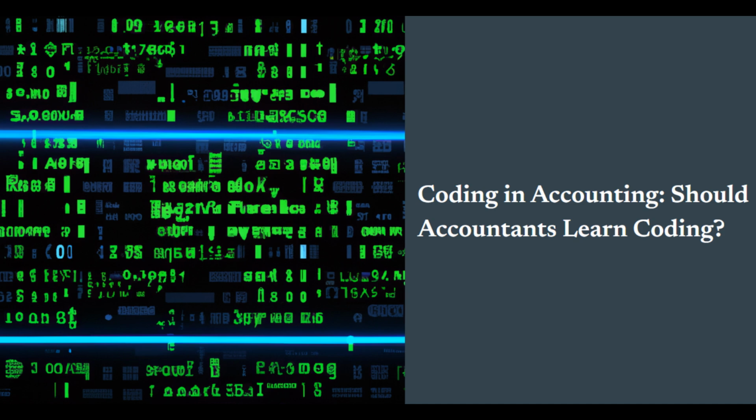Then we have SQL, or Structured Query Language. This is the backbone of database management. For accountants handling vast amounts of financial data, SQL allows for easy extraction and analysis. Imagine being able to pull specific data points with just a few lines of code. It's like having a magic wand that instantly provides you with the information you need.